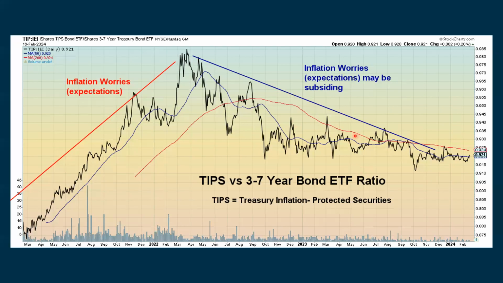And that's what we've been seeing overall, is this ratio has been going down. When interest rates were going up, we saw TIPS really outperforming. And lately, we've been seeing this more or less sideways, but still it's been going down.